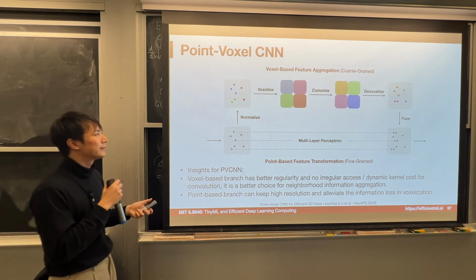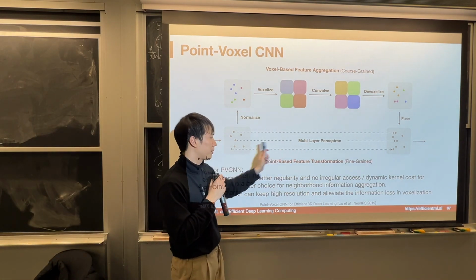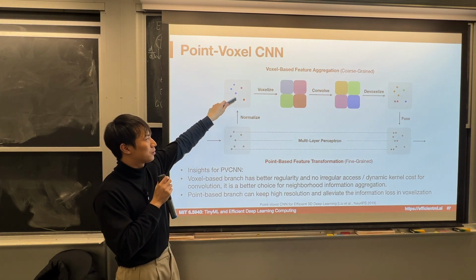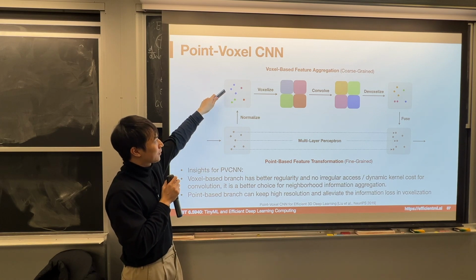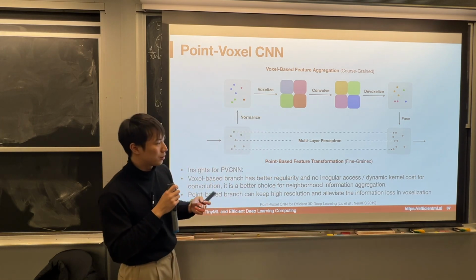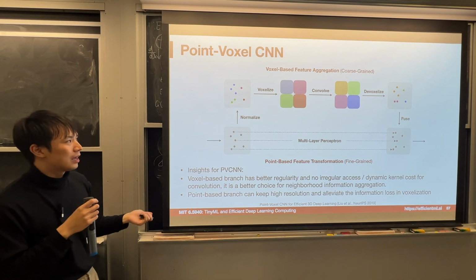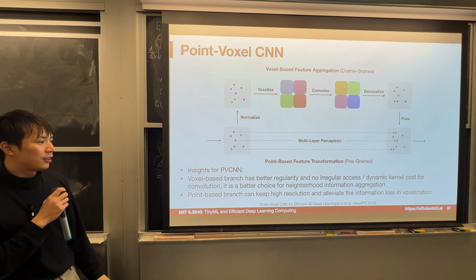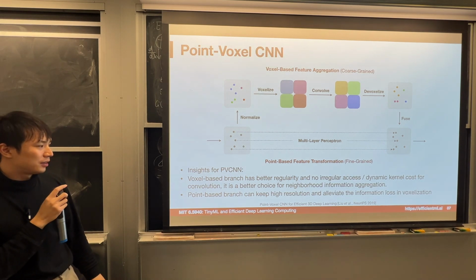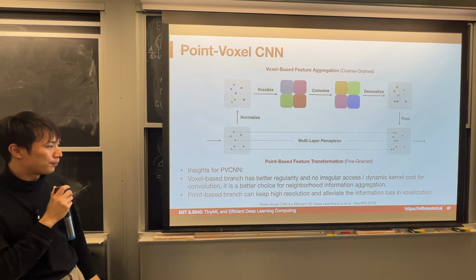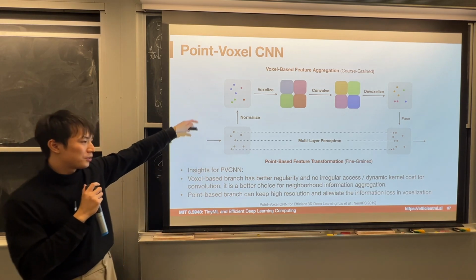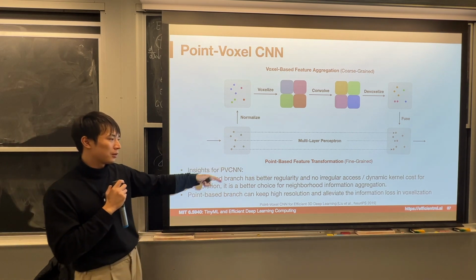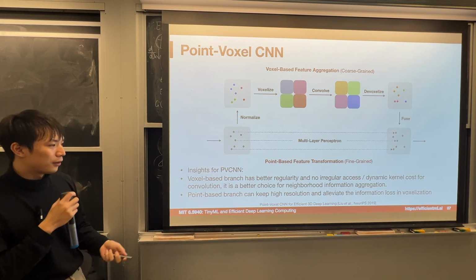So in that case, we don't need to gather the neighboring points, so it's more efficient. And because we have this point branch to handle the high resolution details, we can actually use a low resolution voxel branch to model the spatial relationships. And because we can use a low resolution, it doesn't use a lot of GPU memory. So this two-branch design can help you get the benefits of regularity from the voxel branch, and also get rid of the irregular memory access in the point branch while still giving you high resolution information.